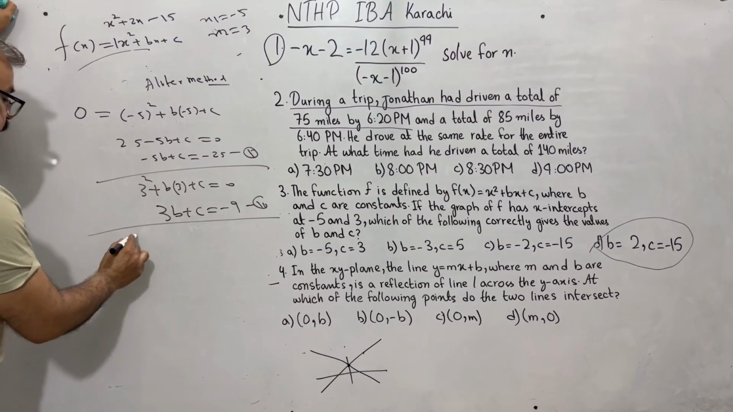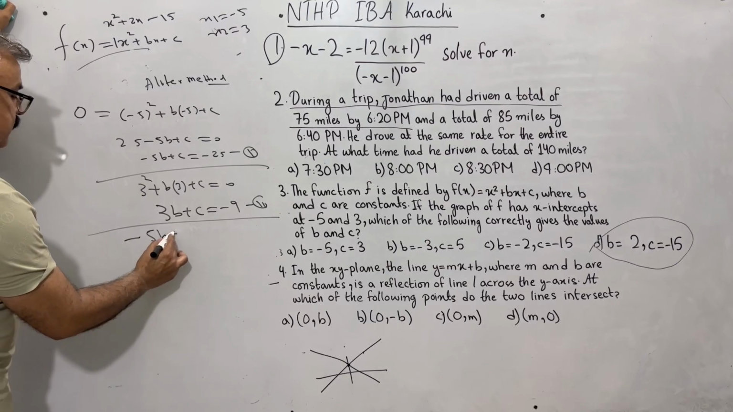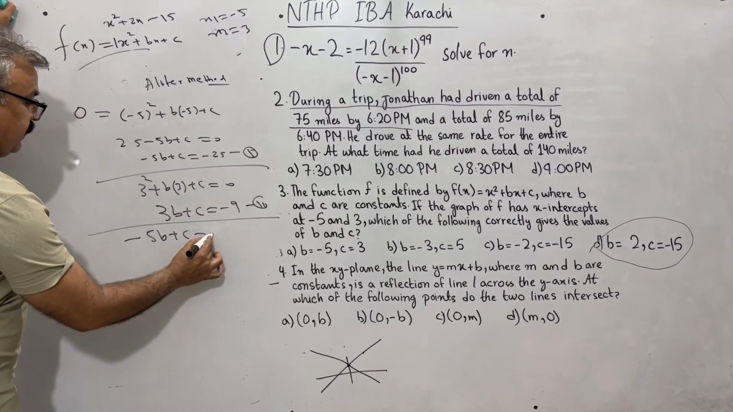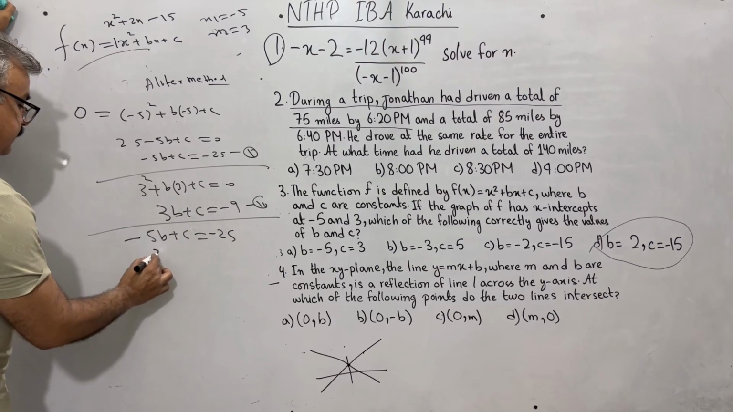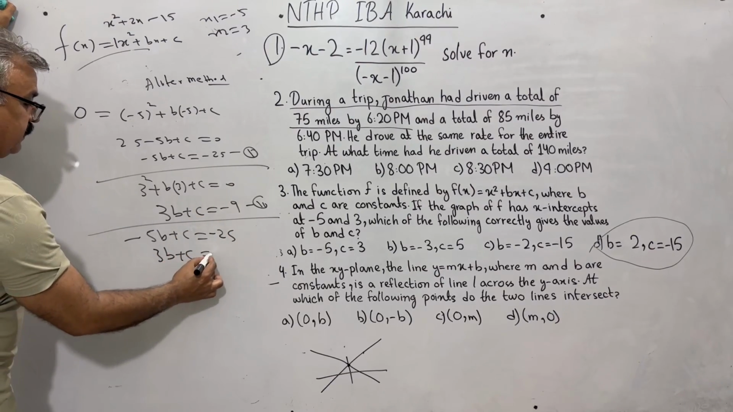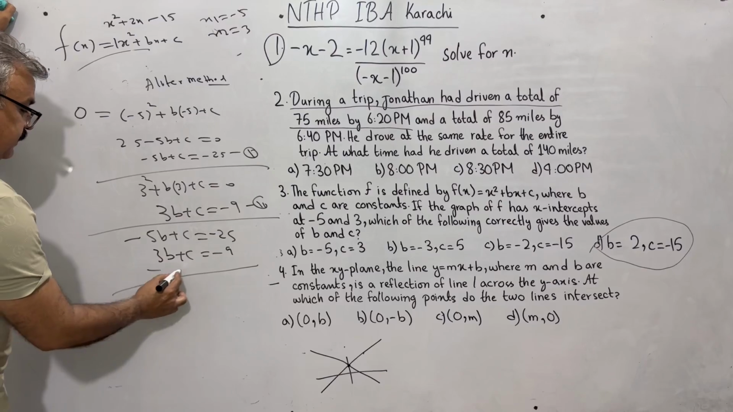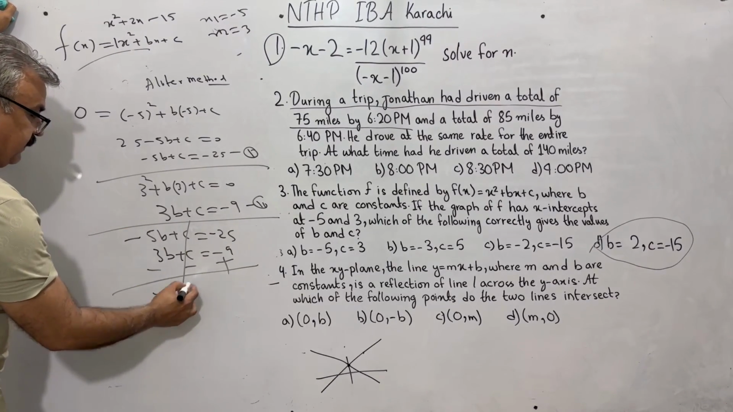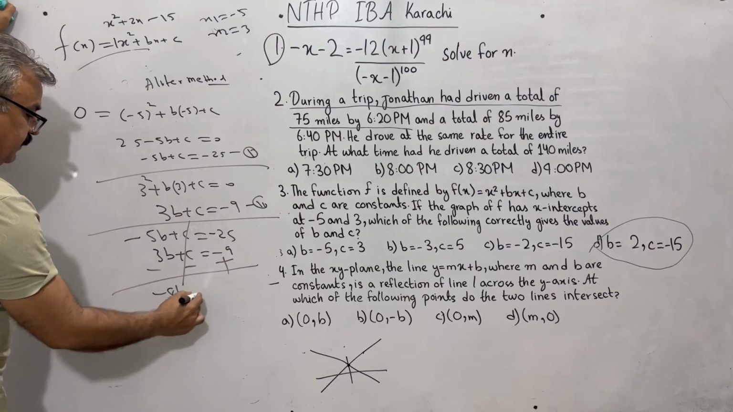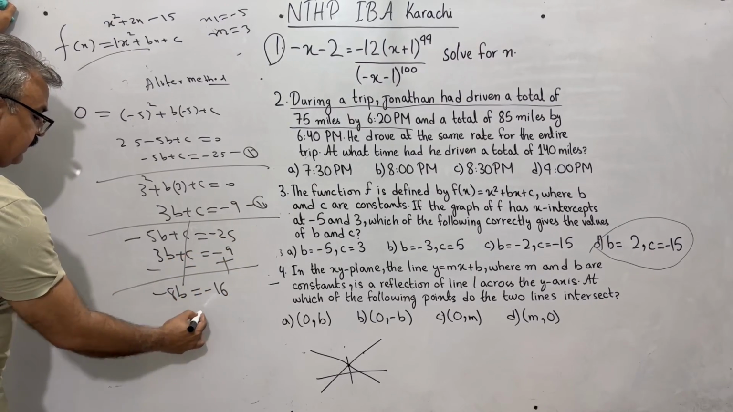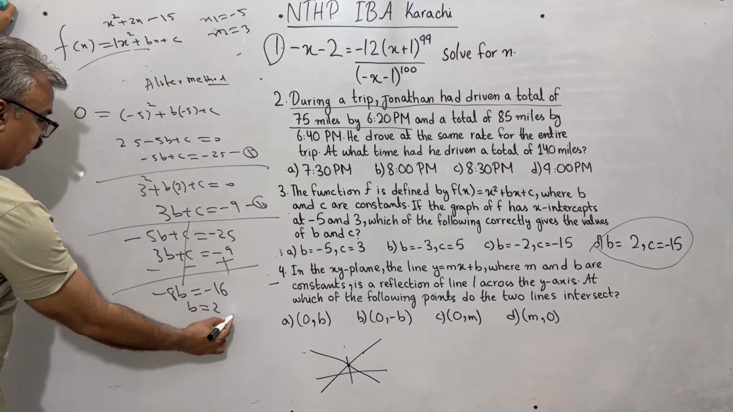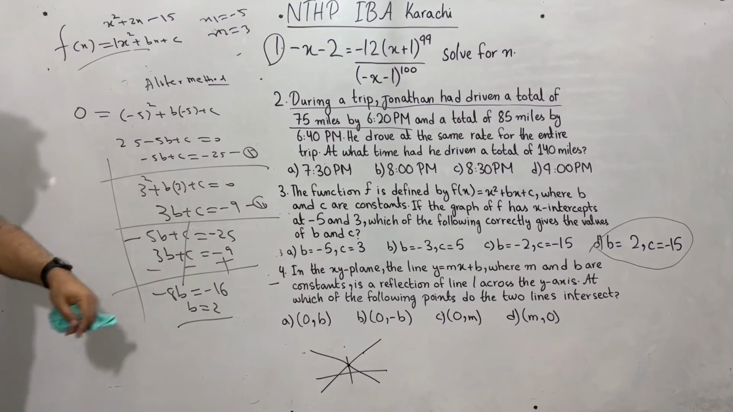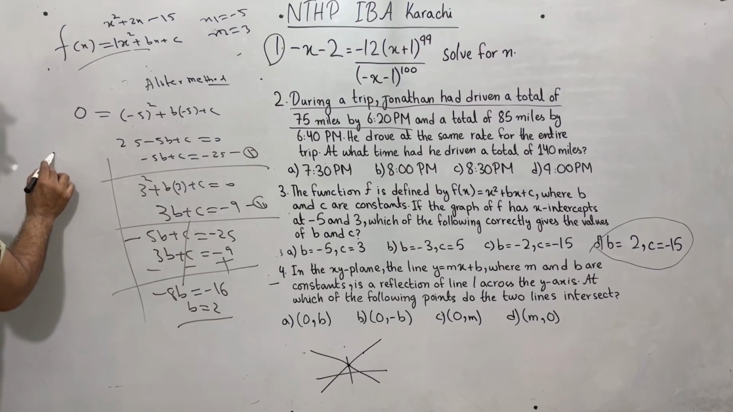Solve 1 and 2. Minus 5b plus c is equal to minus 25, and 3b plus c is equal to minus 9. If we subtract, c cancels out, we have negative 8b equals minus 25 plus 9, which is minus 16. So b is equal to 2. Put it in any equation to get c. That's the simple one.